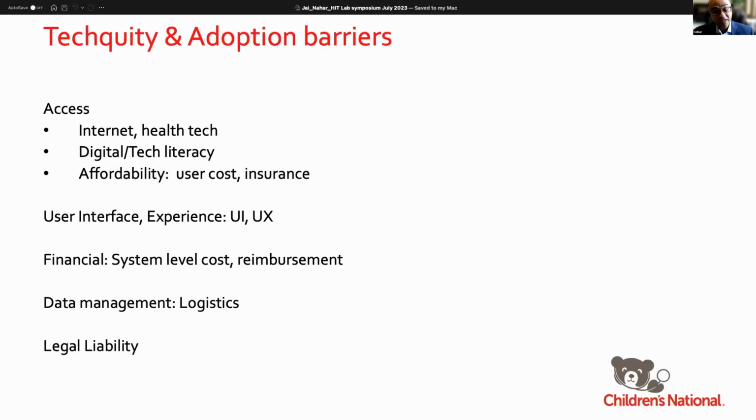The other one is financial, which is a system level cost. Who is going to pay for these solutions? Who is going to pay for all these tech solutions? How are the reimbursement models going to be carved out?